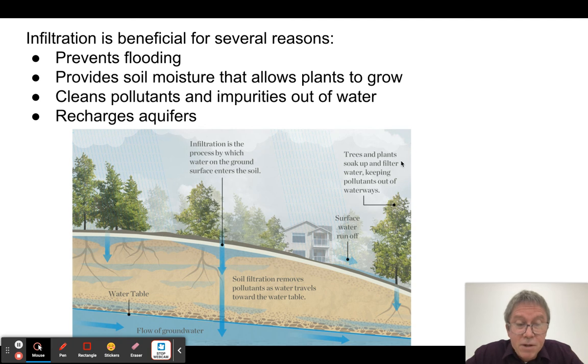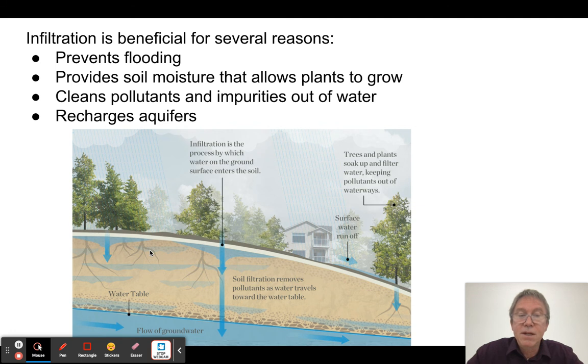Infiltration then is beneficial. And we have generally runoff bad, infiltration good. Okay, because here's why: it prevents flooding. So every water molecule that goes into the ground did not end up in your stream, at least not initially. So it rained, but you didn't flood. That's what we want. Also, a lot of it gets stuck to these soil particles, and so it provides the soil moisture on which these trees are going to grow the remainder of the year.